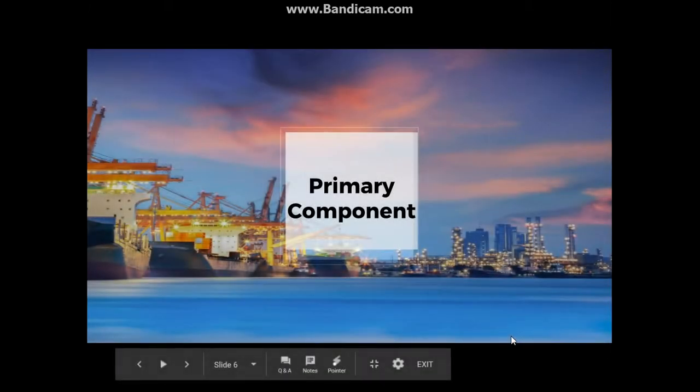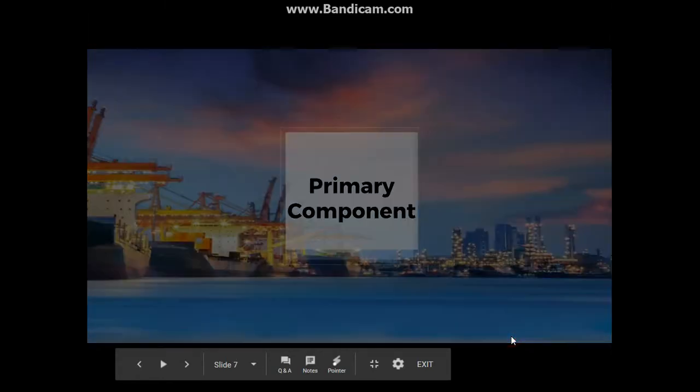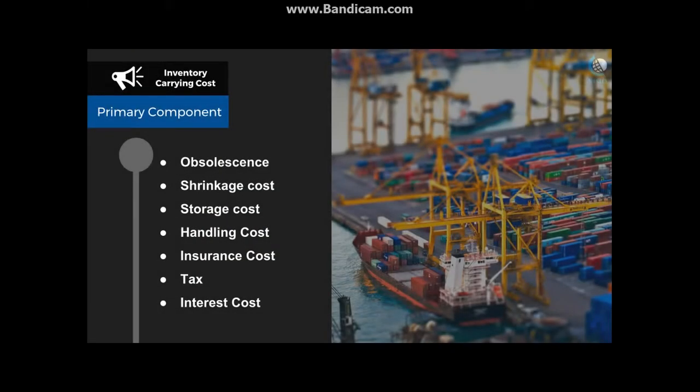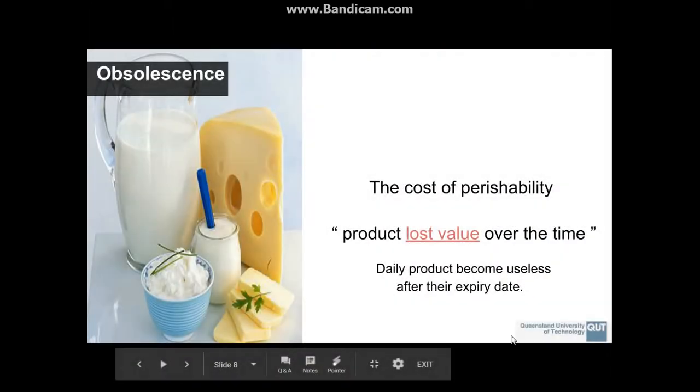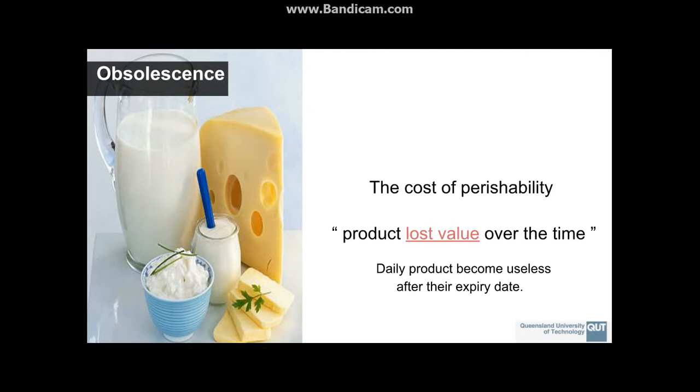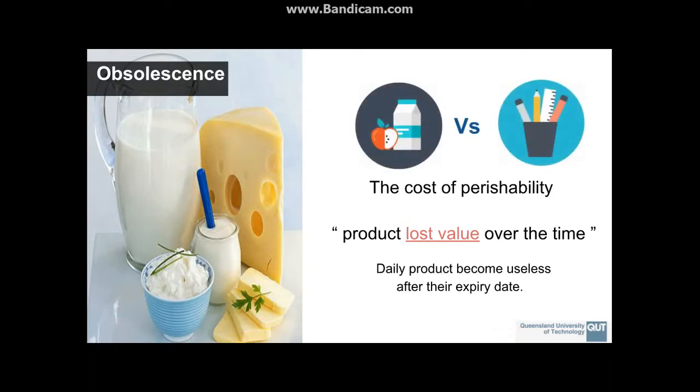Next is the primary components of inventory carrying cost. Basically, there are 7 main costs, and I'll go through them one by one. The first one is the obsolescence cost. It is the cost of perishability, meaning that the product will lose its value over time. So let's see an example.